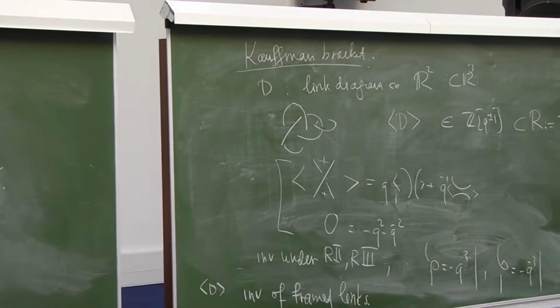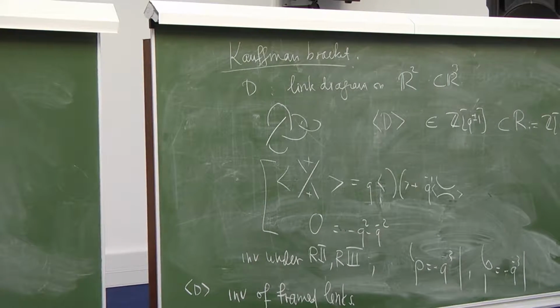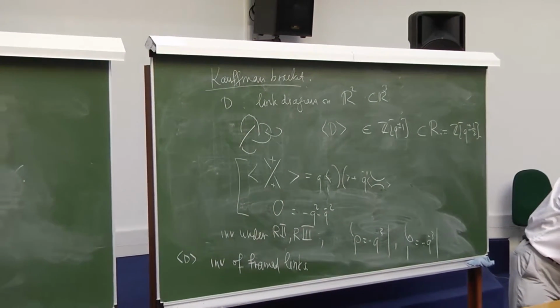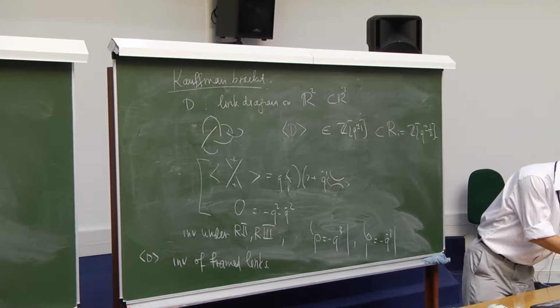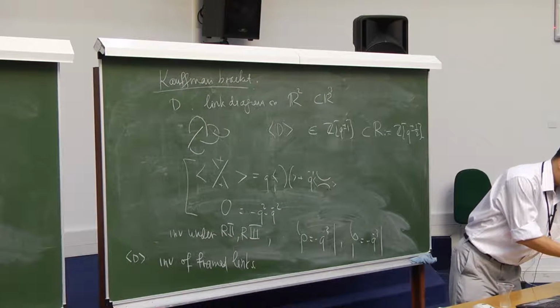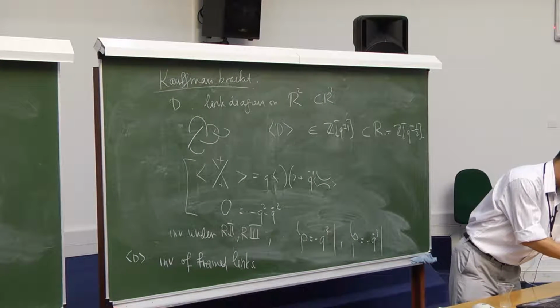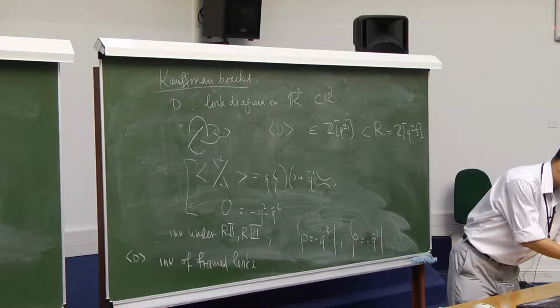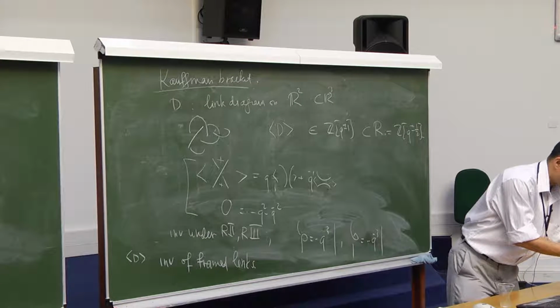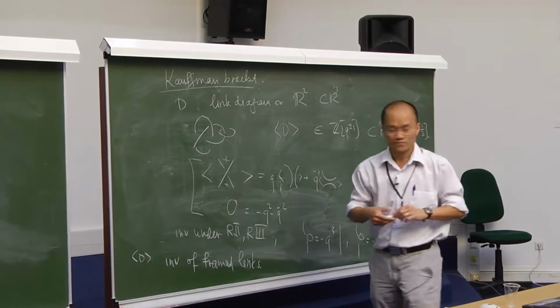Okay, and actually this is a version of the Jones polynomial, the framed version of the Jones polynomial. And probably this is the best way to define the Jones polynomial, I mean, the simplest way to define the Jones polynomial.